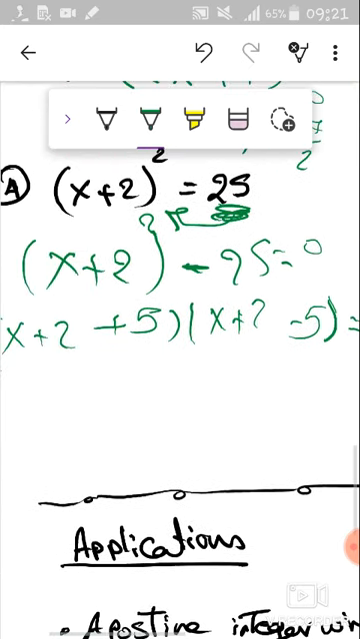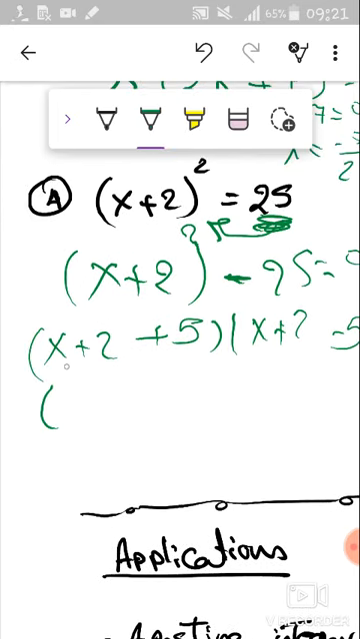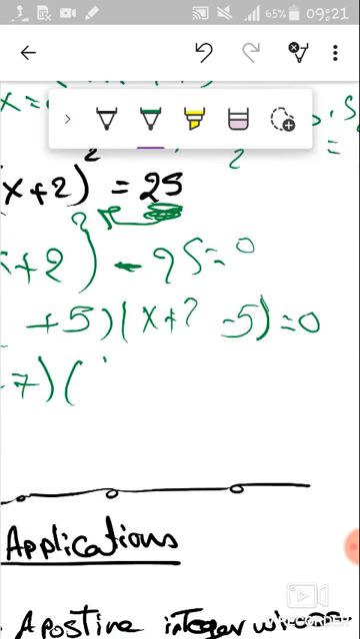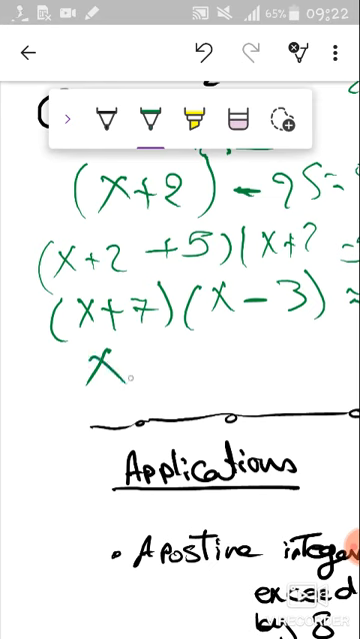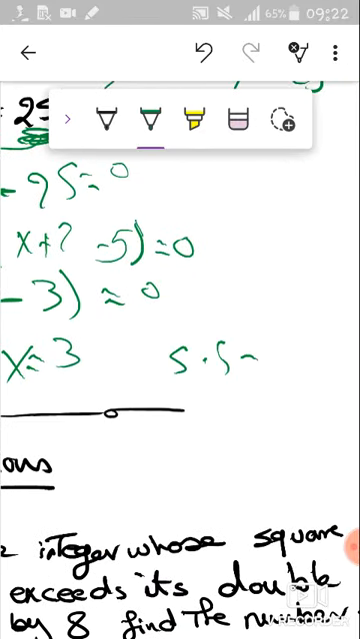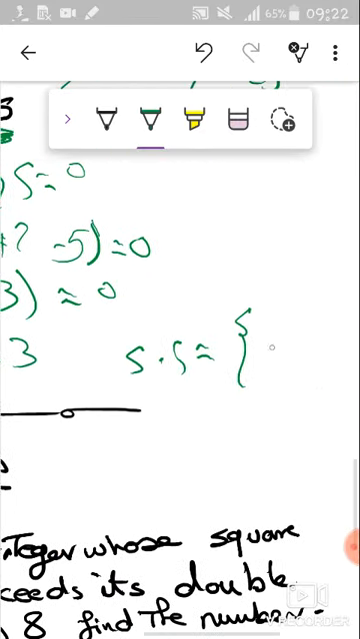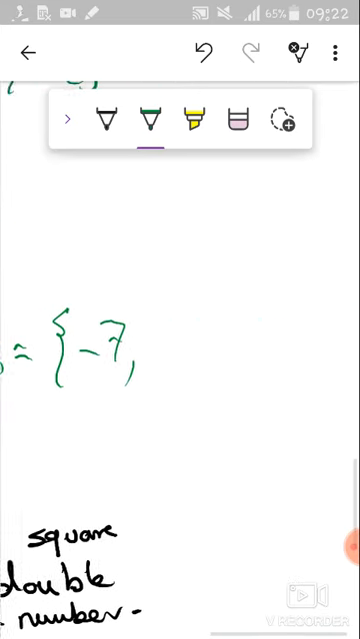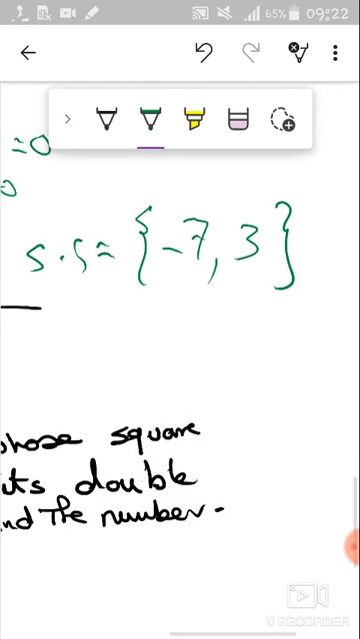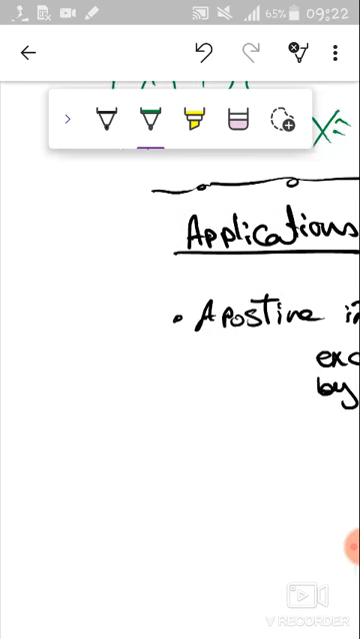equals 0. These two brackets must be simplified, so it will be x plus 2 plus 5, it's x plus 7. X plus 2 minus 5 will be x minus 3 equals 0. Okay, so x will be negative 7 and x will be 3. So the solution set will be negative 7 and 3. Okay, last one.